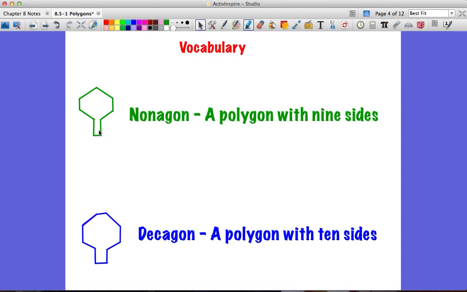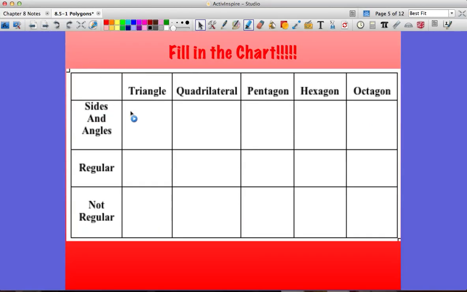Please make sure that you have all of your examples drawn. If you need to, pause, go back in the video, and make sure you have your examples in there. Alright, so we're going to go ahead and fill out our chart. Okay, if you look at a triangle, you know that a triangle has 3 sides and 3 angles.